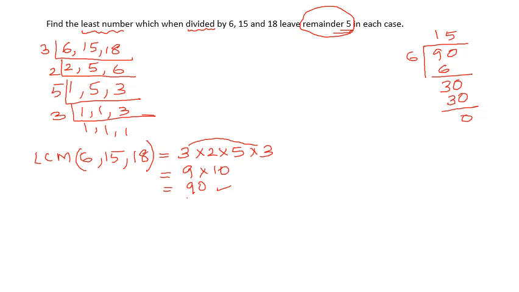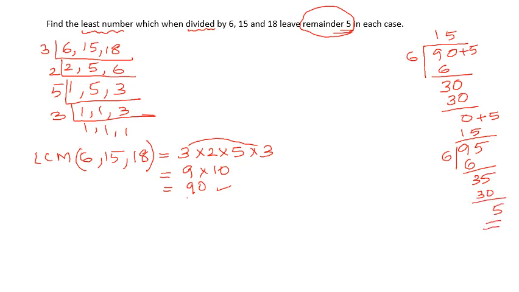Now how are we going to leave this remainder 5 in each case? That is, here instead of 0 you should have 5 as the remainder. Now if it has to come as 5 as the remainder, then here it should be 5. That is 90 plus 5. When you take 95 and you divide by 6, then you will get 15. 5 6 are 30 and you get the remainder as 5.